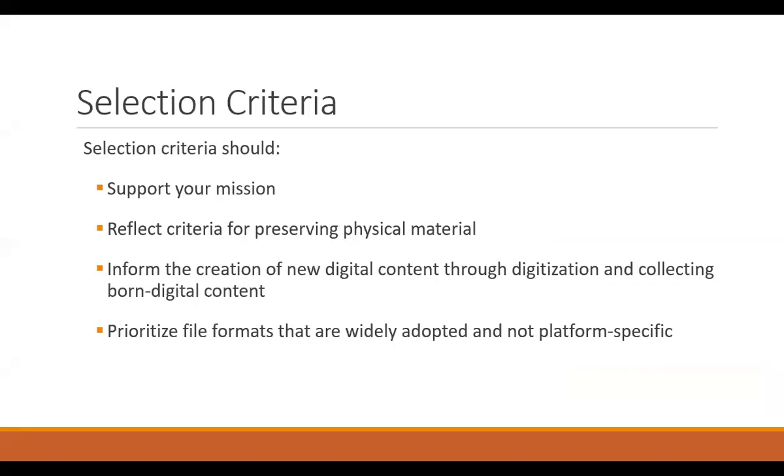So your selection criteria should support your mission. Are there collecting areas stated in your mission? If so, you definitely want to make sure that these materials are identified. Your selection criteria should reflect criteria for physical materials. So consider whether you have a collection development policy or records retention policy. And do you have restrictions on collecting or preserving objects that are in poor condition?